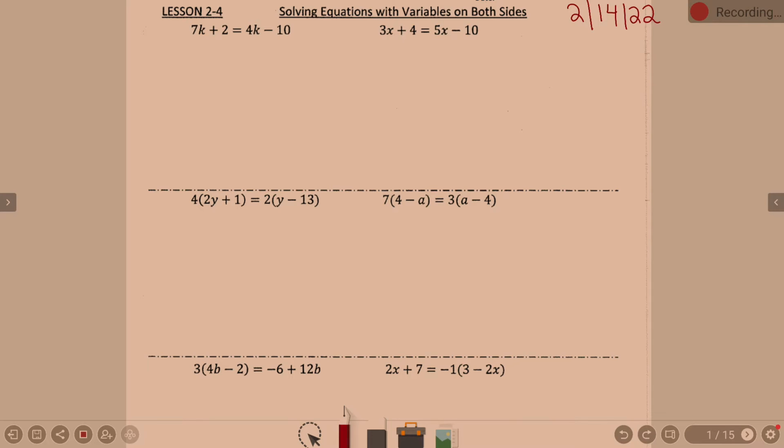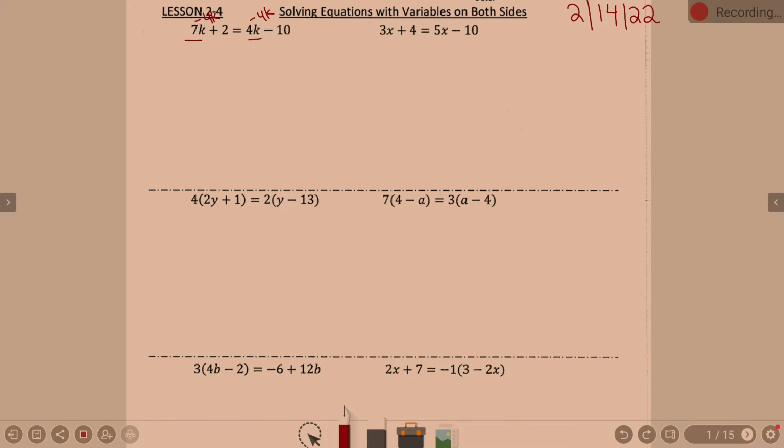Okay. So right here, I have a 7k on the left, and I have a 4k on the right. So you subtract 4? Yeah, 7 minus 4. Here's the deal. I prefer to take the 4k over. Since this is a positive 4k, what gets a positive 4k to cancel out? Right, you minus 4k. If I minus 4k on the right side of the equal sign, we want to minus 4k on the left side of the equal sign.